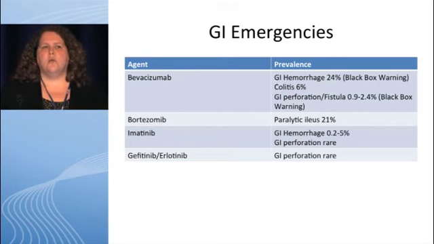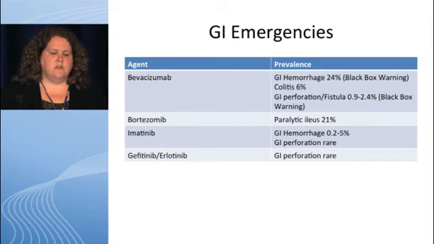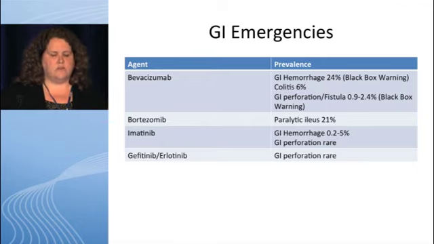And then, of course, we're all aware of GI emergencies with our targeted agents. We know bevacizumab can cause GI hemorrhage, perforation, colitis. Bortezomib can cause paralytic ileus. Imatinib, also hemorrhage and perforation, and also gefitinib and erlotinib have perforation incidences, although they're rare.